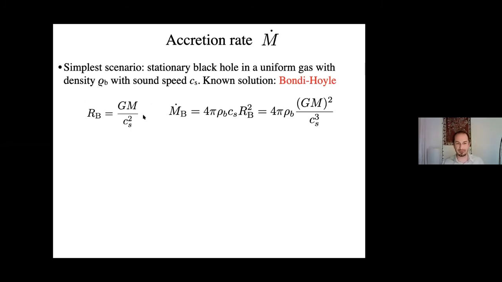You can construct, first of all, from just simple dimensional analysis, a characteristic radius, which is GM over sound speed squared. This characteristic radius has a physical meaning. It is the radius at which the gravitational force and the pressure force will basically be equal. From this Bondi radius, you can construct an accretion rate. So you take 4 pi Bondi radius squared times mass density times a typical velocity, which is the sound speed. And this gives you something that has dimensions of mass per unit time. And it takes this form: rho_b times G squared M squared over sound speed cubed.